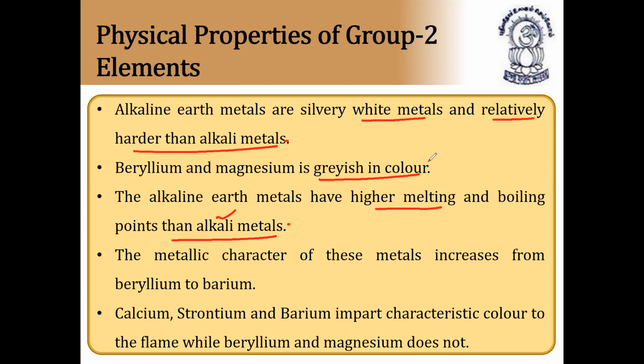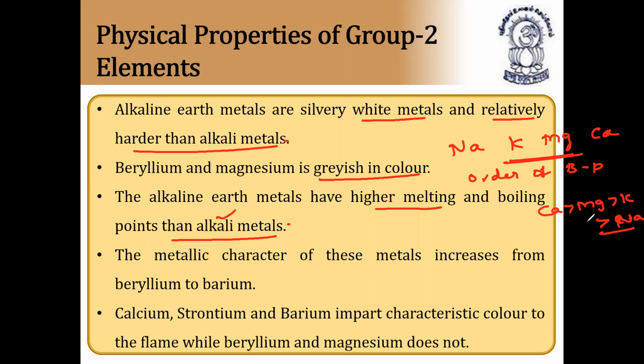If they are given, based on this, they have given like this: sodium, potassium, magnesium, calcium, and the following in the increasing order of their boiling points. So what is the boiling point order? As we go down the group, the boiling point increases. So we can say calcium greater than magnesium, greater than potassium, greater than sodium. So the alkaline earth metals have higher melting points and boiling points than alkali metals. These statement based questions you'll get, because from these statements only we have to write the orders.